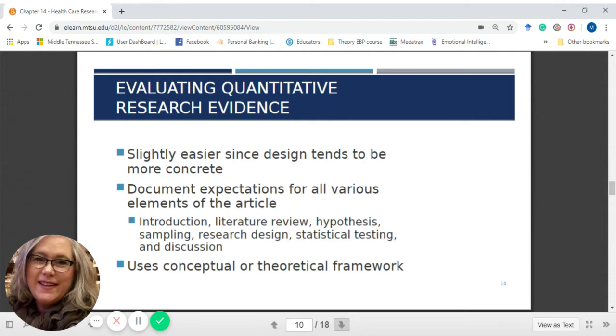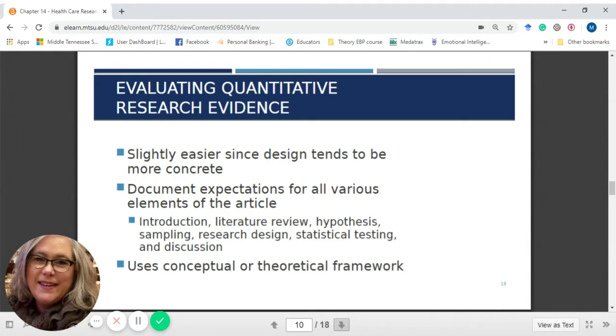So with our quantitative studies, we have an introduction, the literature review, hypotheses, sampling of the population, what was the research design and methods that they used to gather data, and then statistical testing of the data that they collected, a discussion with limitations, and unexpected findings are always discussed, and how can we replicate the study, or where do we go from here?